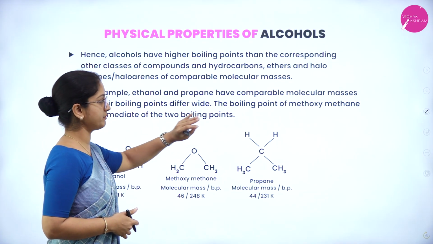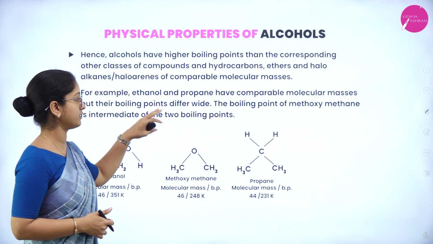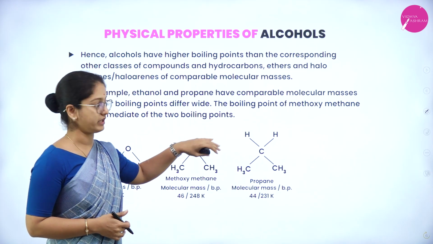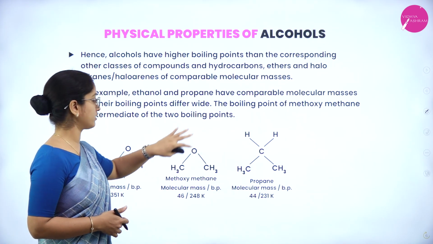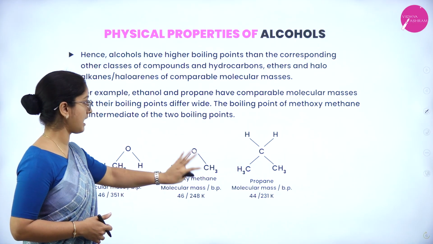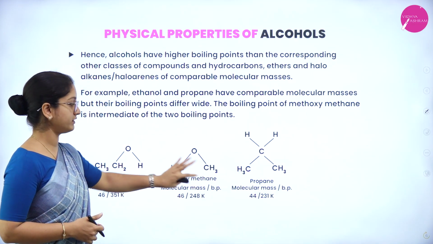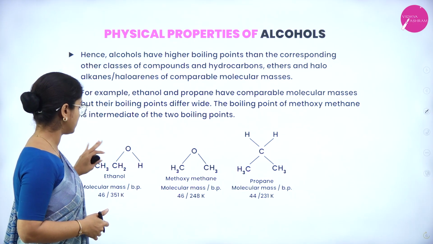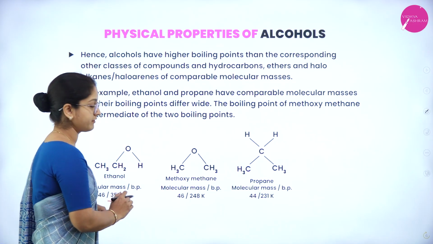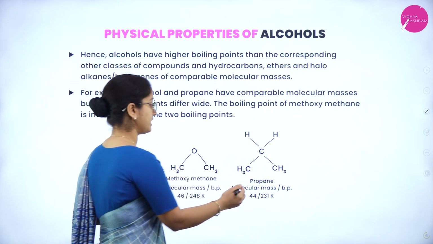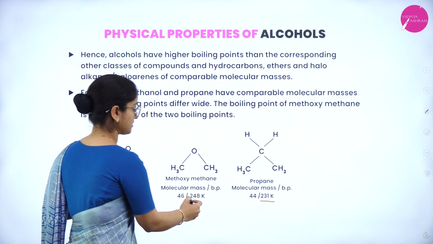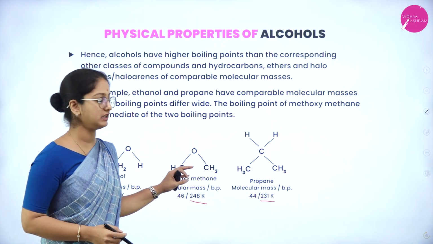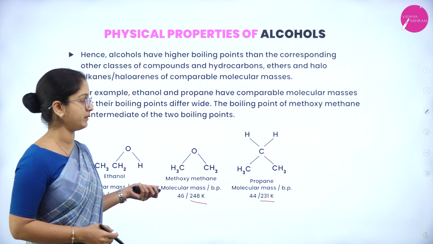The boiling point of methoxymethane is intermediate between the following two boiling points. Here is an example, ethanol and propane. The intermediate compound, methoxymethane, will have a boiling point intermediate between these two. Ethanol has 351 Kelvin and propane has 231 Kelvin. So intermediate to that is the boiling point of methoxymethane, that is 248 Kelvin.